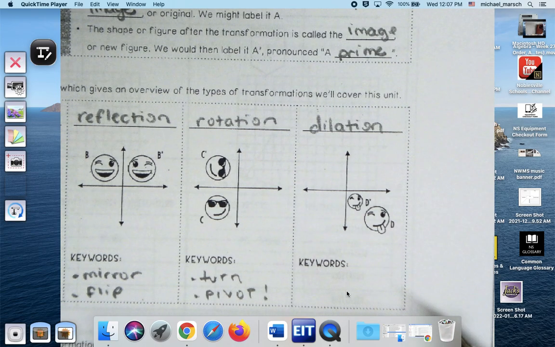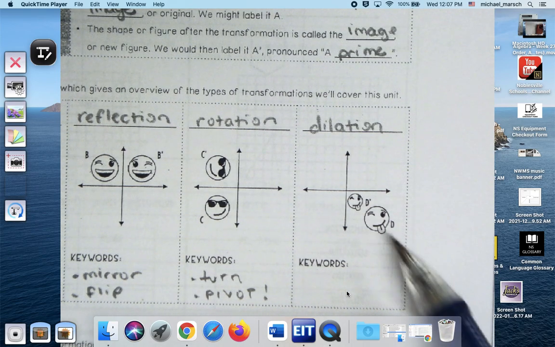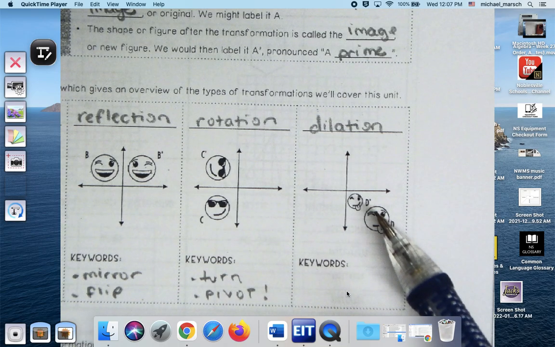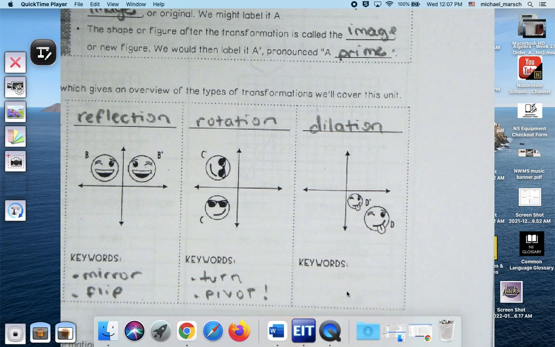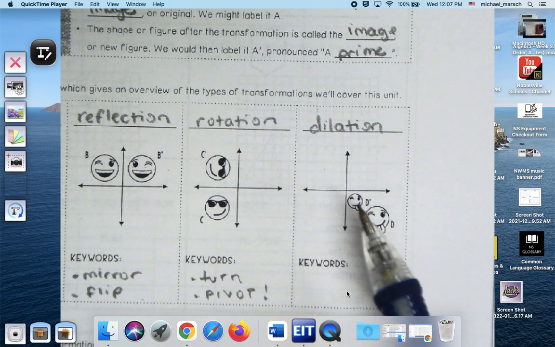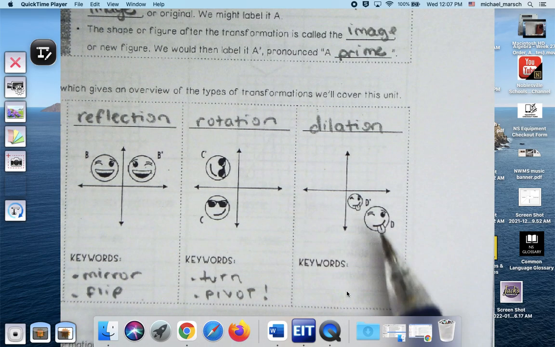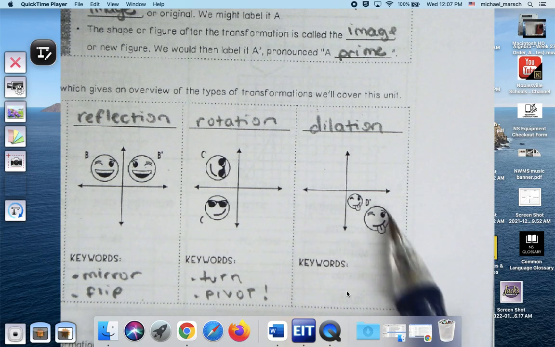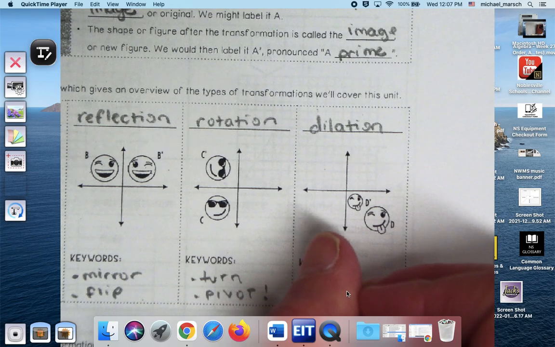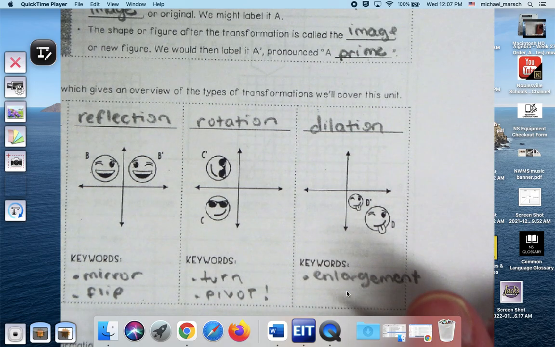A dilation is when the figure either changes. Please stop talking, Jackson. Thank you. Why don't you come up, sit up here next to Evelyn? That'd be great. Thanks. So a dilation is when the figure either shrinks, which is a reduction, or it grows in size, which is an enlargement. This one happens to be a reduction because our pre-image got smaller, right? So we have enlargement and we have reduction.